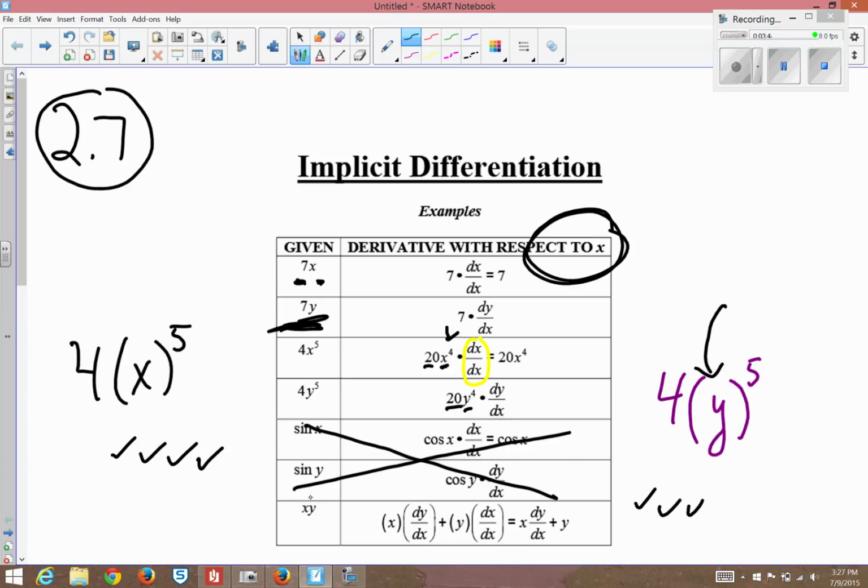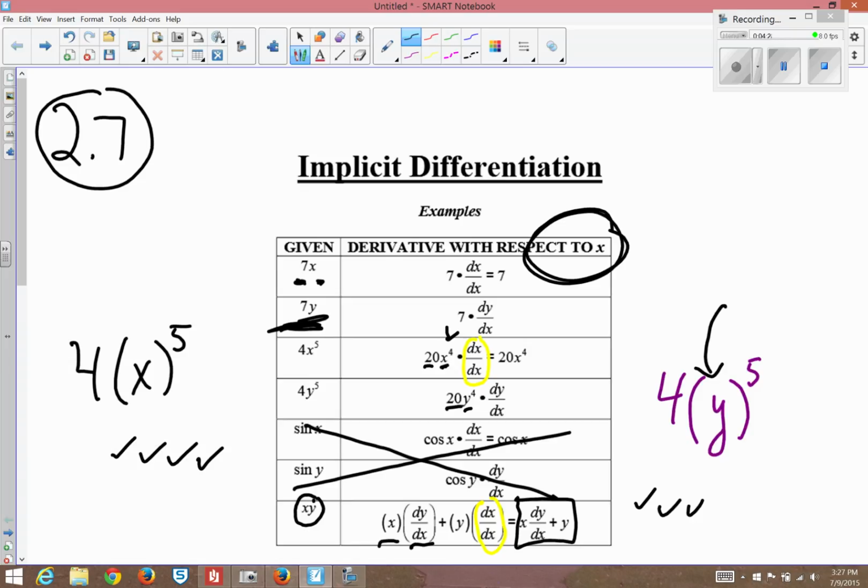And this last example down here, x times y, is a product. The derivative of a product is always the first times the derivative of the second, plus the second times the derivative of the first. First is x, the derivative of the second, that's dy/dx, plus the second, that's the y, times the derivative of the first. Since the first is x, the derivative right here, use yellow again, is actually 1. So the derivative of xy is actually all of this, according to the product rule.